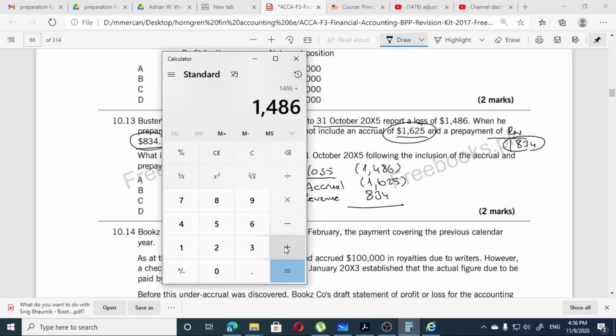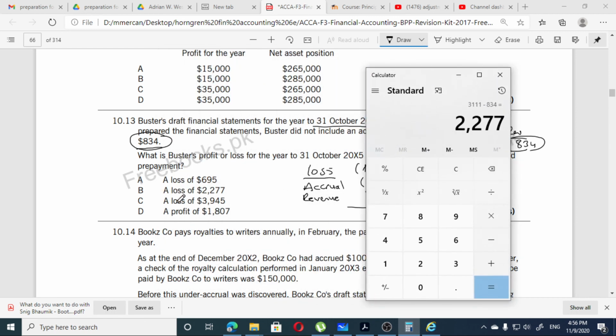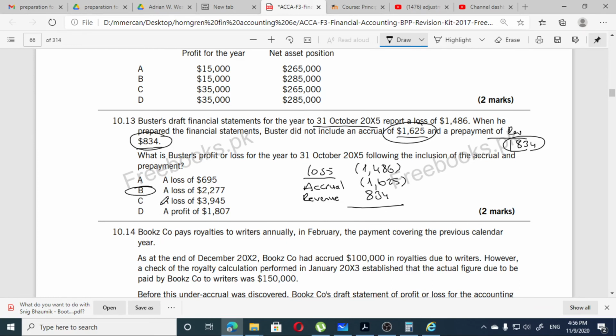So we have 1,486 loss plus the 1,625 loss, but we have earned this revenue. Buster also forgot to do these adjustment entries. If you reduce this 834 of earned revenue from the total loss, the actual loss is $2,277. So the answer is B. Thank you for watching.